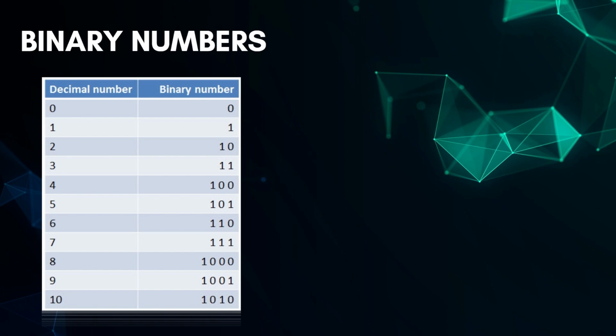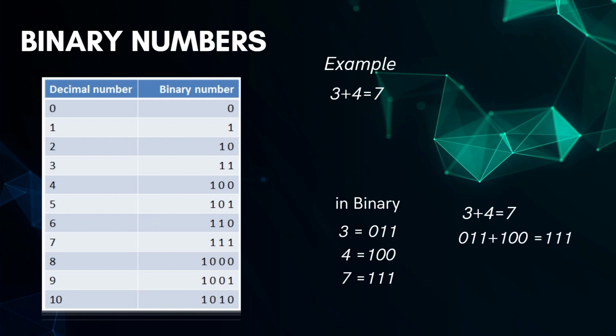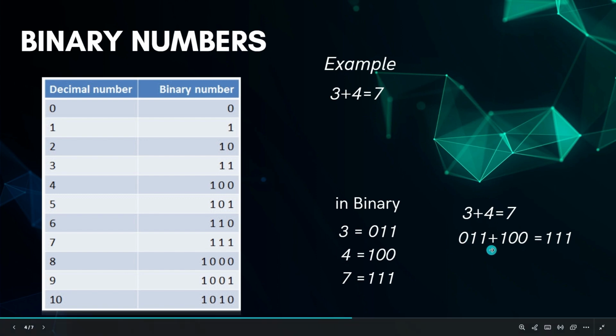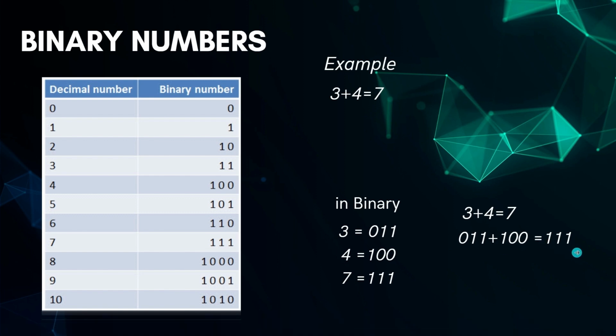Let's take an example and check how it is done. Suppose I take a sum, 3 plus 4 equals 7. Now, how will it be taken by the computer? 3 is represented as 0 1 1, while 4 is represented as 1 0 0, and the output is 7, that is 1 1 1. So the computer will take it as 0 1 1 plus 1 0 0 equals 1 1 1.